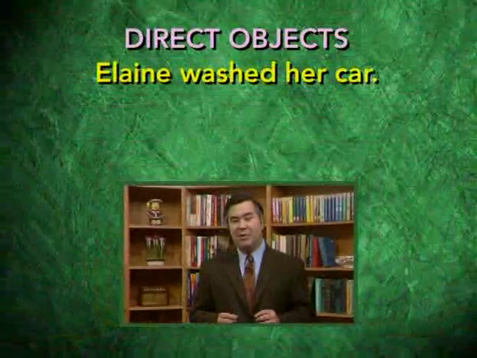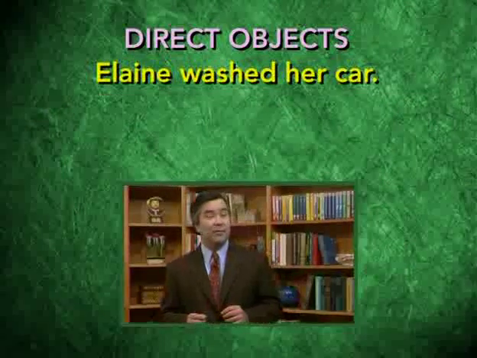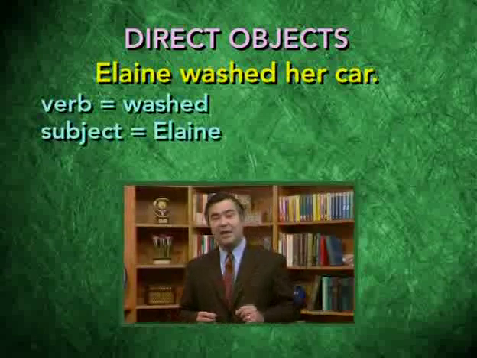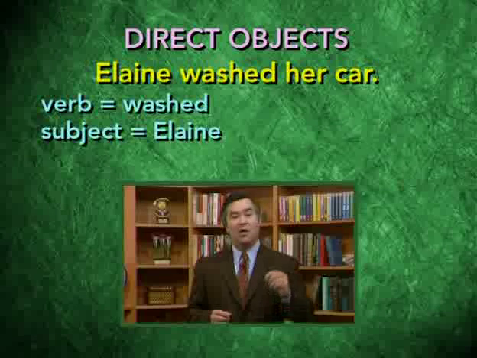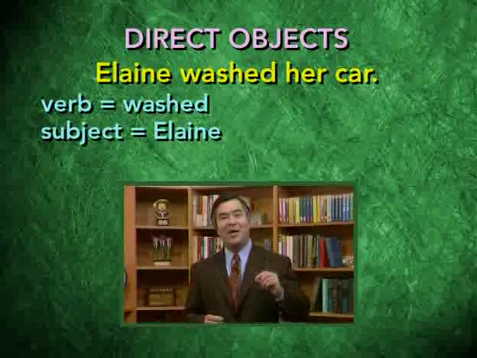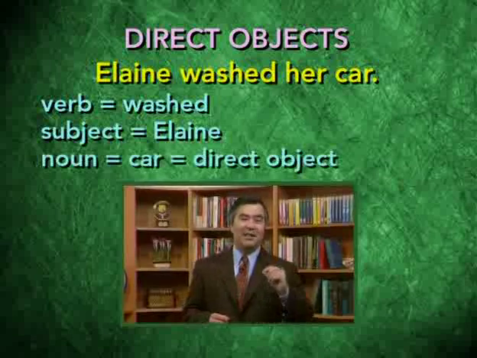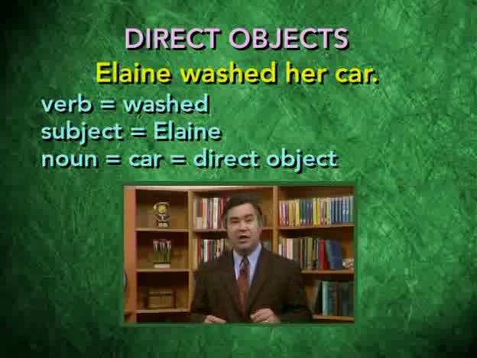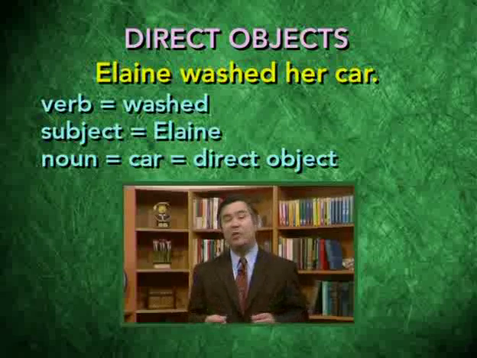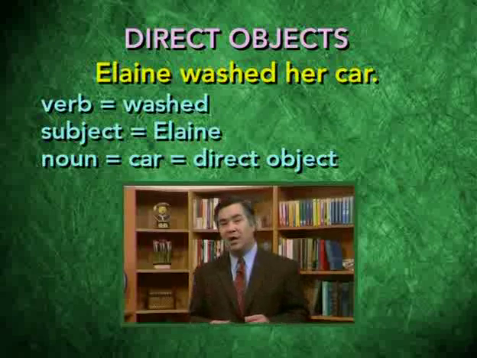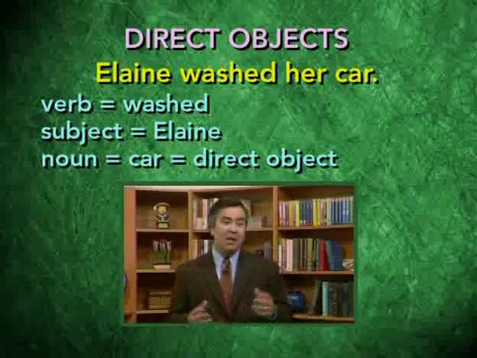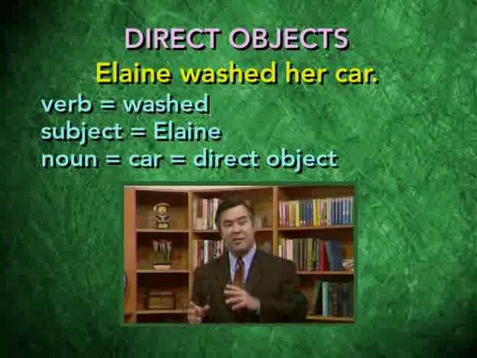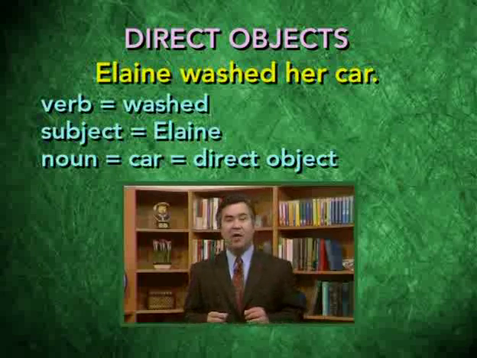Take a look at this example. Elaine washed her car. What's the verb here? Washed. The subject, Elaine. And what did Elaine wash? She washed her car. Where's the noun or pronoun that tells us exactly what Elaine washed? The noun car tells us what Elaine washed. And so that's the direct object of the verb washed. The word her, which is a possessive pronoun, gives us a little more information about the car. It modifies the noun car by telling us which car, whose car it was. But the word car, that noun, is the direct object.